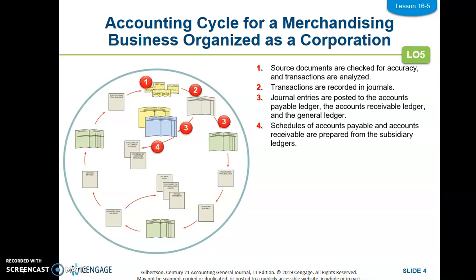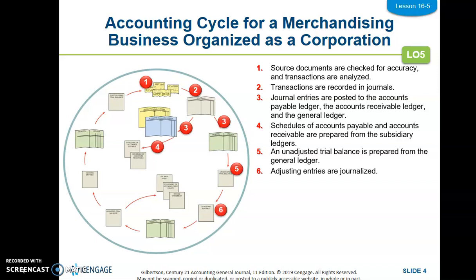Then the schedules of accounts payable and accounts receivable are prepared from the subsidiary ledgers. The subsidiary ledgers are your vendor and your customer accounts. You create a list of all of the balances, and that is the schedule of accounts payable, and also a schedule of accounts receivable. The 5th step is that an unadjusted trial balance is prepared from the general ledger.